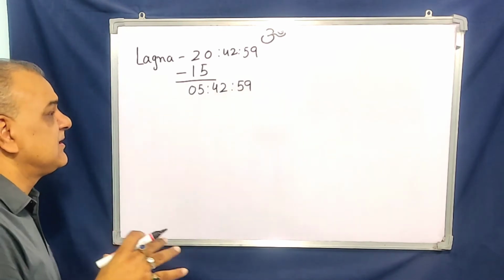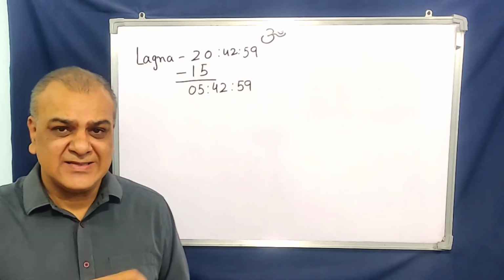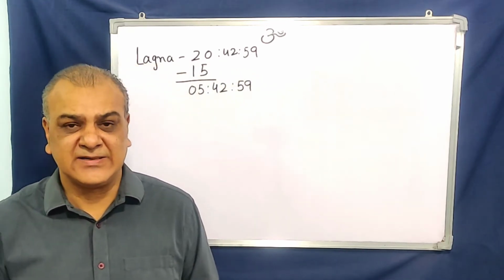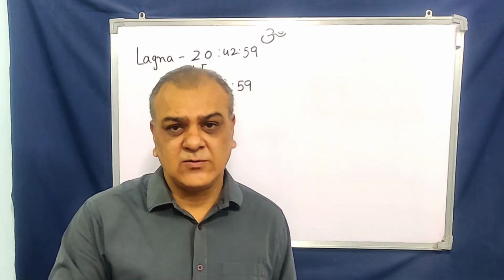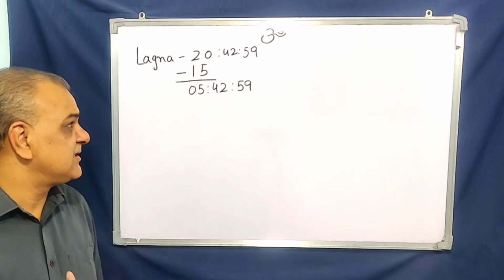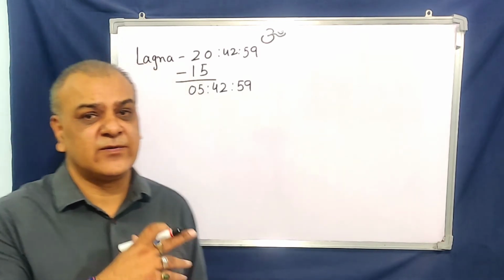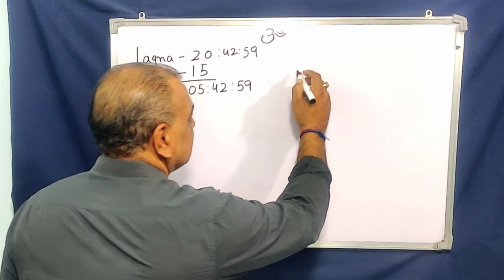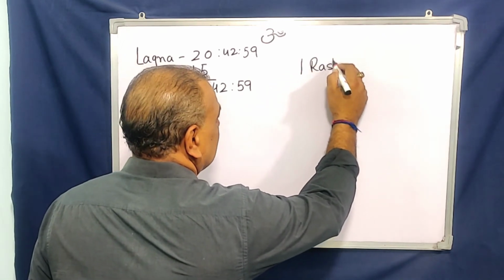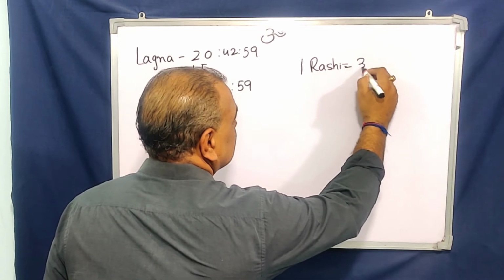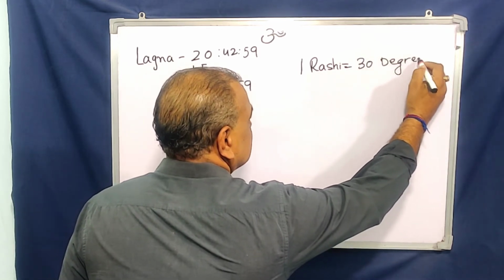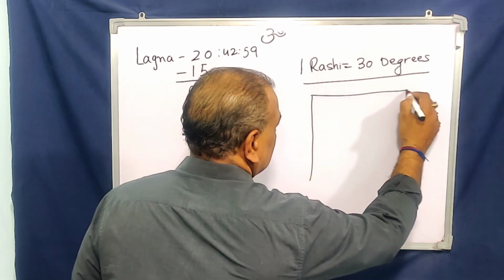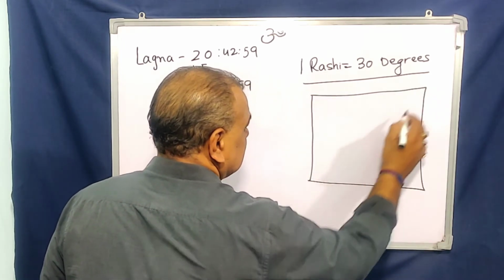This means whatever Rashi chart you have got, in this case you are already seeing a chart on your screen, it has number 2 sign in the ascendant. So the first house, number 2 ascendant, will start from 5 degrees 42 minutes and 59 seconds. For this you always remember one thing: one Rashi is equal to 30 degrees. This is the basic rule of Vedic Jyotish. I'll explain this with a small example as well.